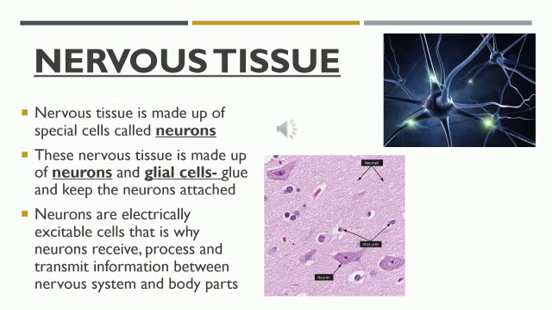Here in the picture you can see how nervous tissue looks. The blue colored picture shows the neurons, and the glial cells are present as round structures, which act like a glue and attach the neurons. And these neurons are electrically excitable cells. That is why neurons receive, process, and also transmit information between the nervous system and other body parts.